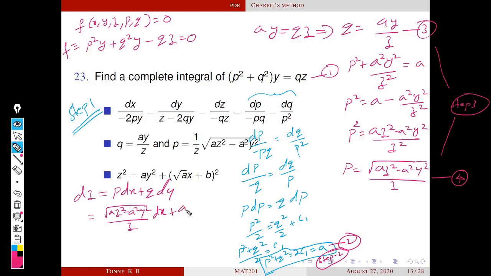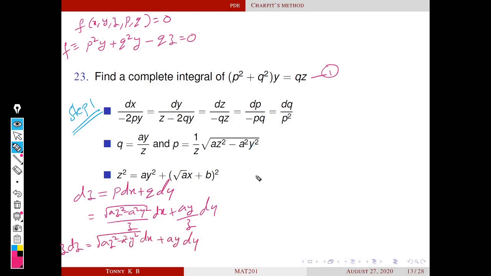Q is ay by z. Now z is common, take it outside and cross multiply, we get, okay, we can rewrite this as z dz. Here the left side is actually integrable, but the right side is not integrable because the integration is with respect to x and the integrand involves z and y.